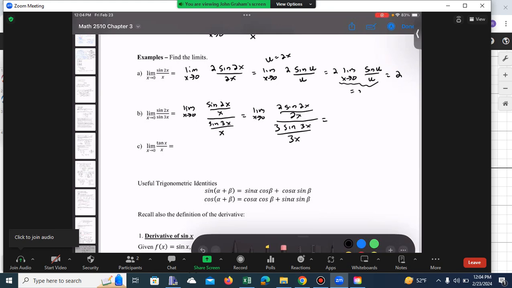So we can pull out the 2 and the 3 that are adjacent to the sines. So we'll have 2/3 times the limit as x goes to 0 of sine of 2x over 2x, and the limit as x goes to 0 of sine of 3x over 3x. Both of these limits go to 1. So this whole thing will go to 2/3.